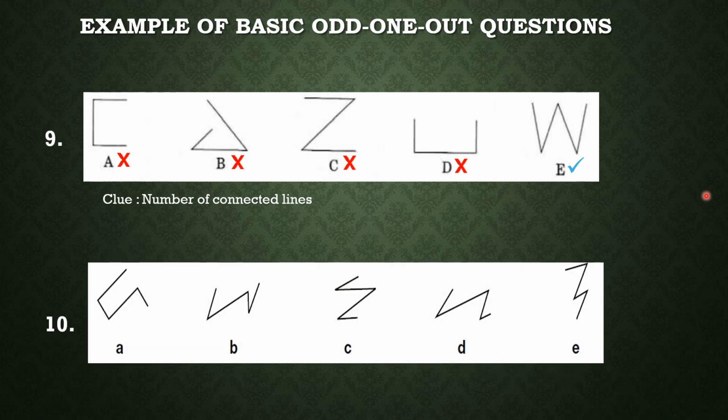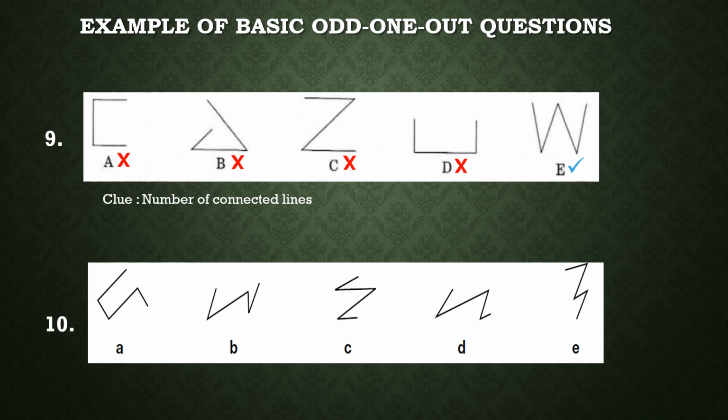Let's have a look at a similar example. So if we see that 10th example, here we can see there are four lines which are connected. Here in options B, C, D and E, all are having four lines. So that cannot be the clue. So what could be the clue here? If we see option A, the lines are somewhat perpendicular. However, in options B, C, D and E, the lines are not in a perpendicular shape. They are in a zigzag manner.